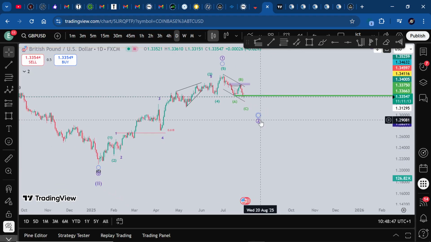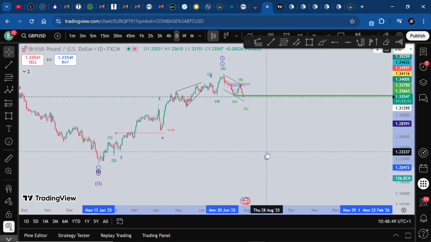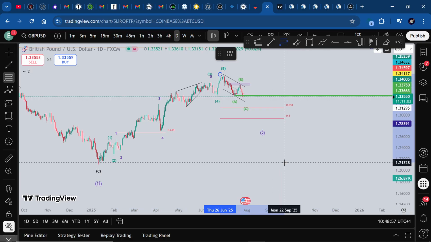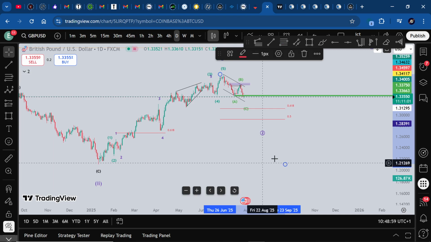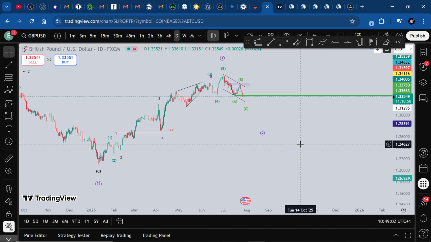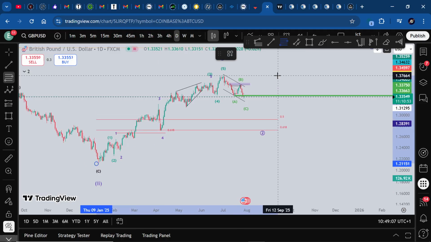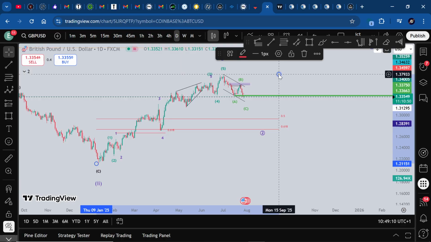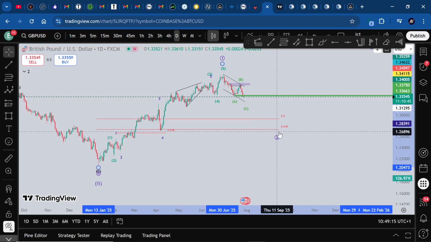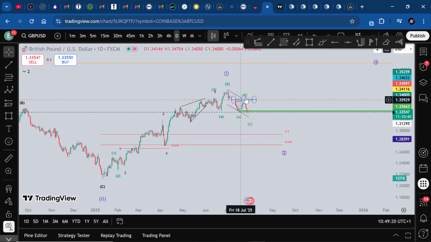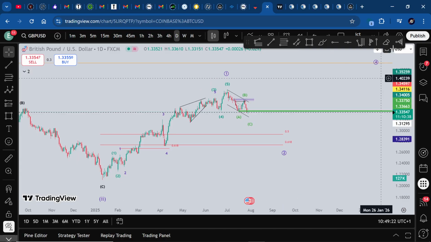We need a wave 2. Wave 2 can come, it could be a very deep wave 2. The common retracement for wave 2 is 0.618, which is over here. It can go deeper, it can fall shorter. As the correction unravels, we will see.